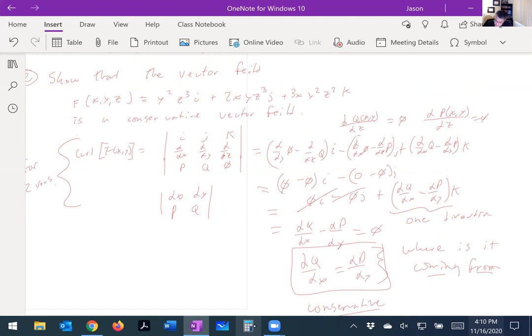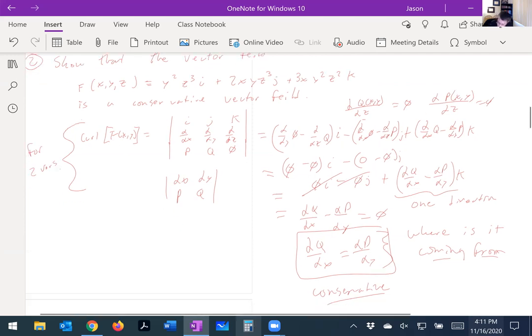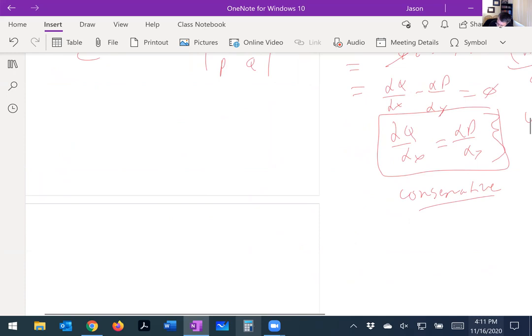So now we're going to generalize this to the 3rd dimension, the 3rd variable. So this is a 3 variable vector field, a vector field in 3 dimensions. We're going to show that this vector field is conservative by setting the curl equal to 0. If the curl comes out equal to 0, then it's conservative. So let's see if that works.